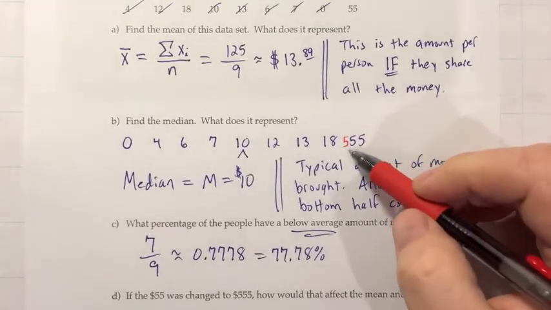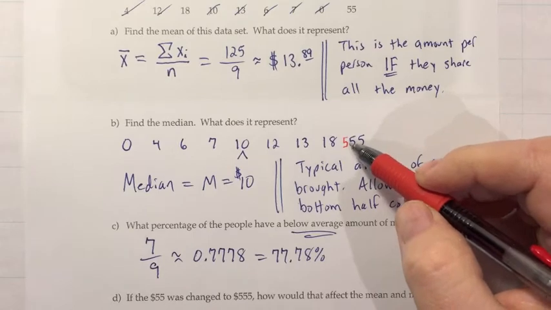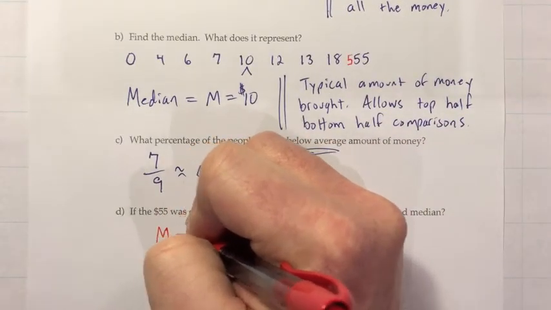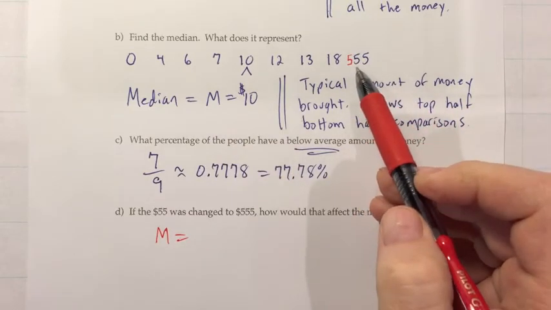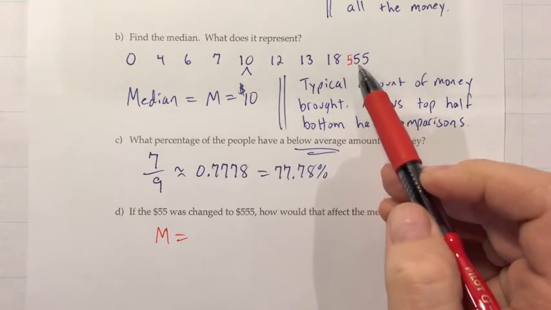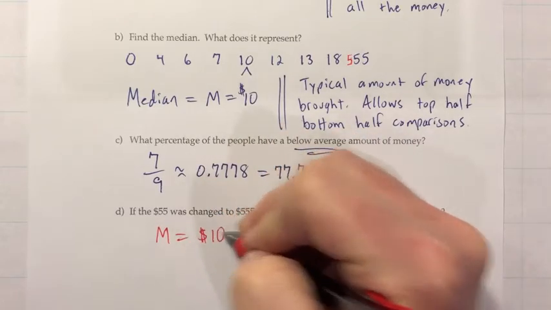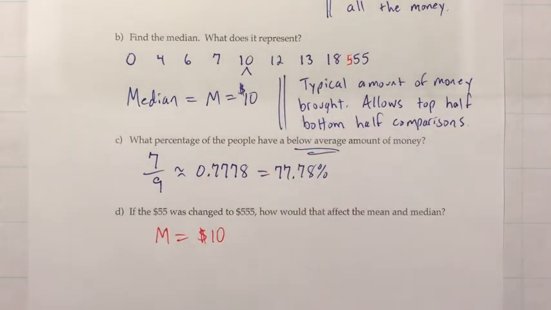So I just threw that in with that red 5 right there, okay? So let's do the median first. The median would be the middle value. And when you give more money to the person who already had the most, it doesn't change the order, so that 10 is still in the middle. So it appears that making the biggest number bigger has no effect whatsoever on the median.